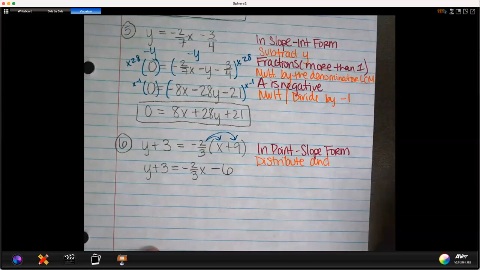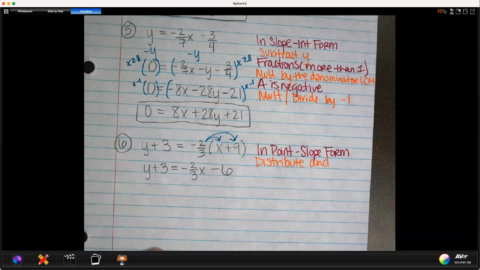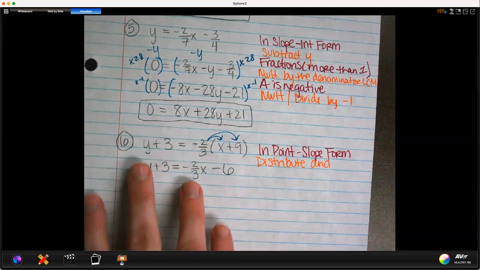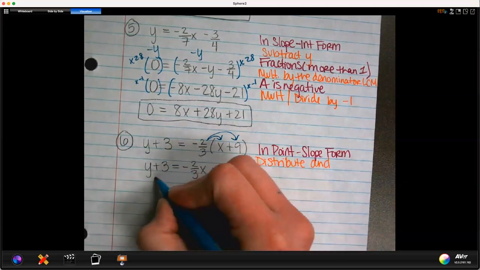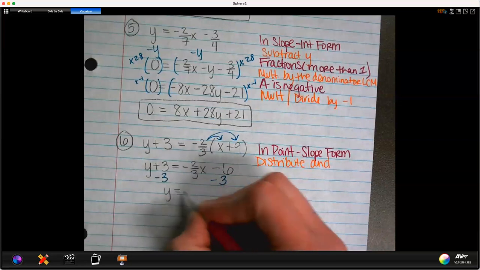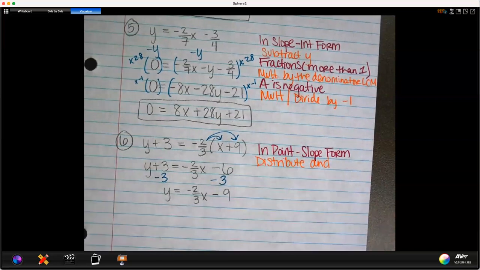Okay, so we distributed, but we're not in IB standard form yet. What would I have to do next to get there? So I could simplify it into slope intercept form. Just speak specific to the problem, what would I have to do? Subtract 3, okay. And then we subtract y.